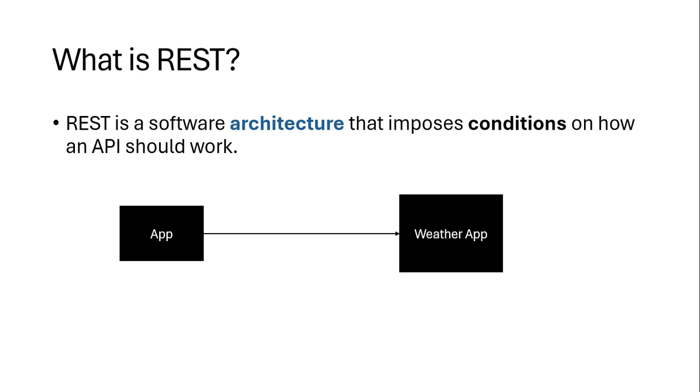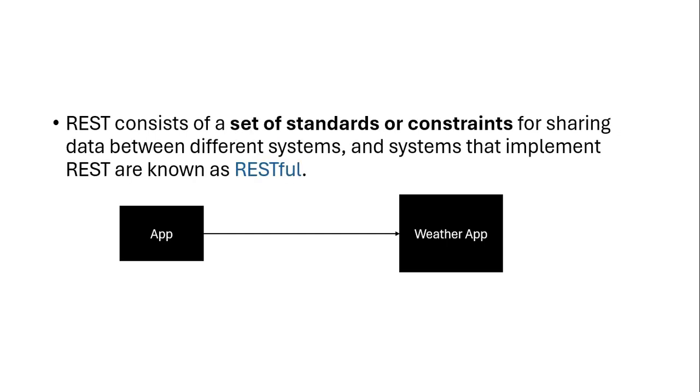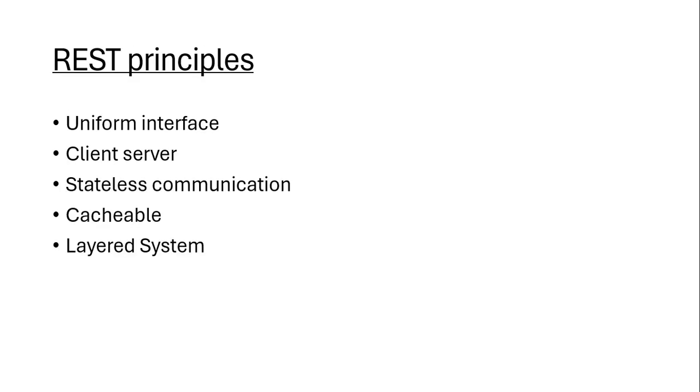Basically, any API which follows a set of standards, principles, or constraints for sharing data between different systems is called a RESTful API. We will discuss those principles. This is the list of principles which a RESTful API should follow. First, the uniform interface, then client-server, stateless communication, cacheable, and layered system. We'll discuss them one by one.